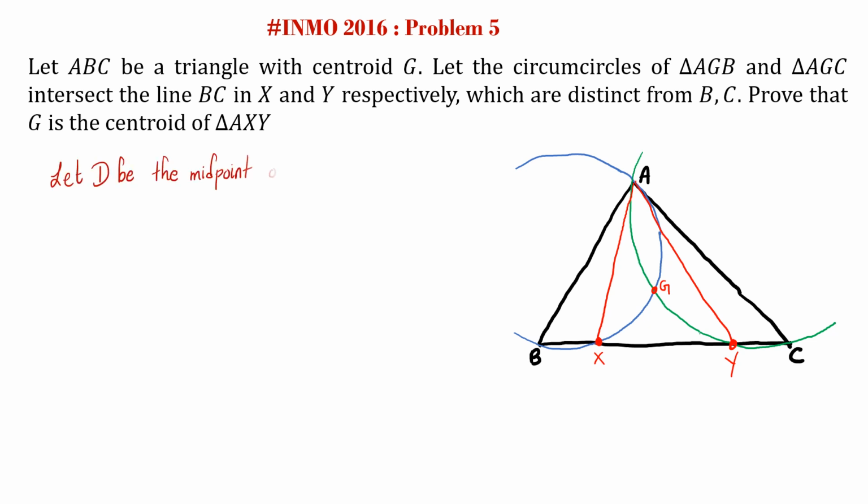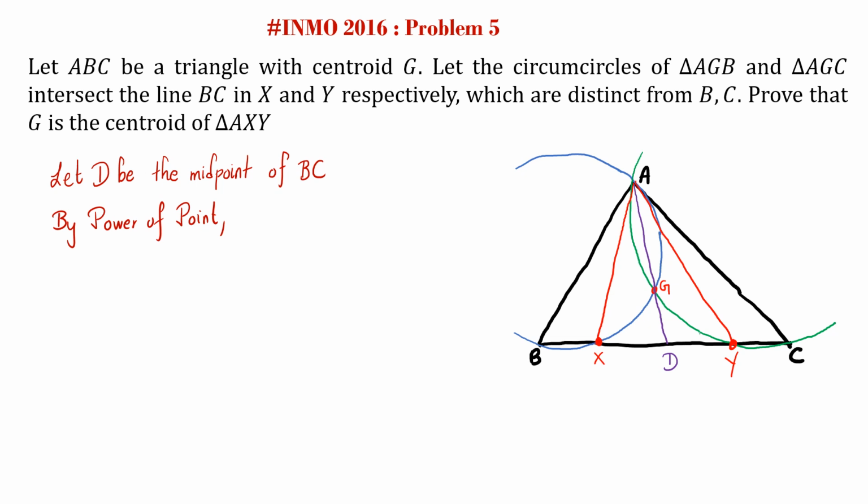So first what we can do is let D be the midpoint of BC. Okay. Now since G is a centroid, the median AD will obviously pass through G, right? So D is the midpoint of BC. Now we're going to use something called power of point. If you're an Olympiad student, you should have a very good knowledge of power of point. It is frequently used in all of the geometry problems.